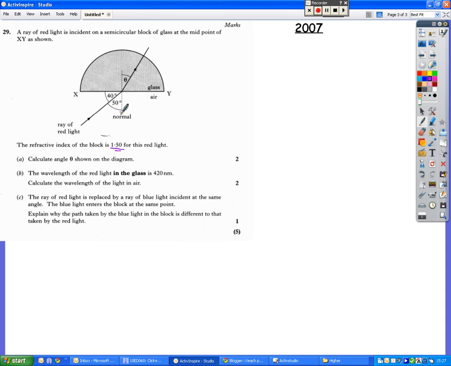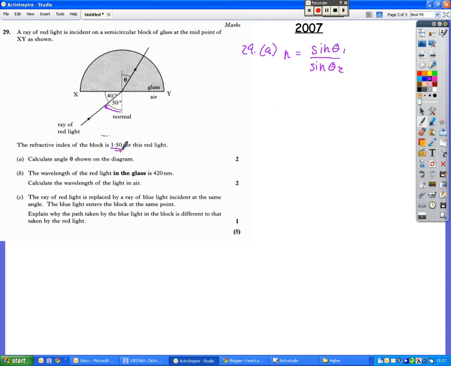Remember that all angles are measured from the normal. So this is your angle here. That's your angle of incidence, or angle 1, in your equation that we're about to do. So n is equal to sine theta 1 over sine theta 2.